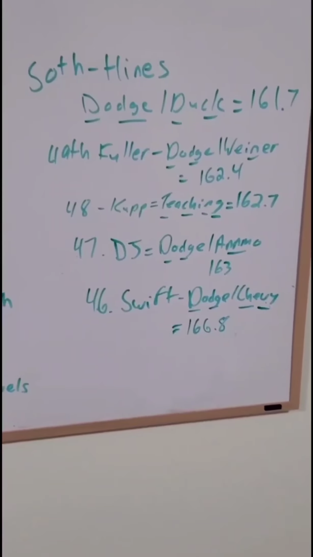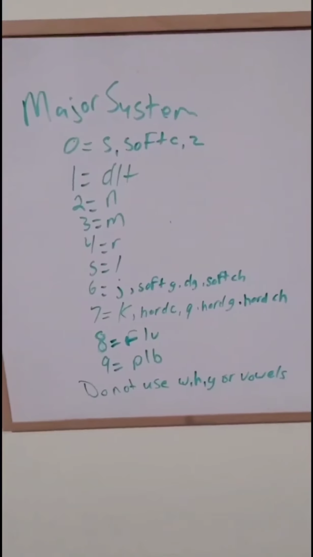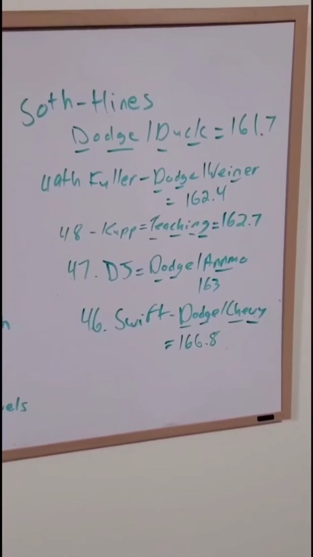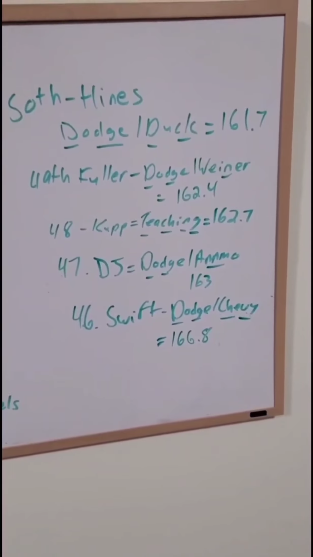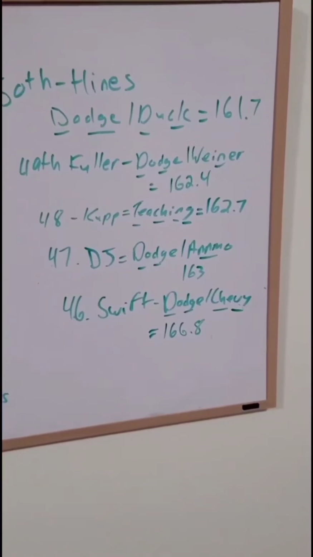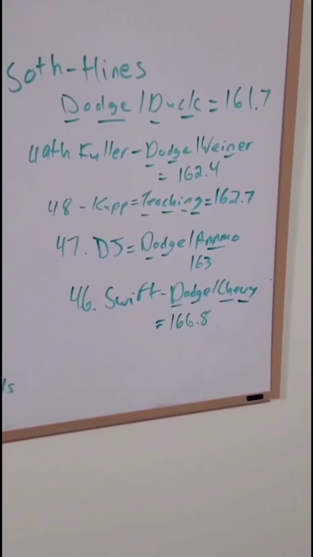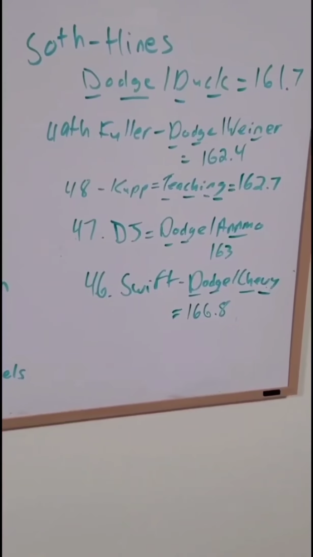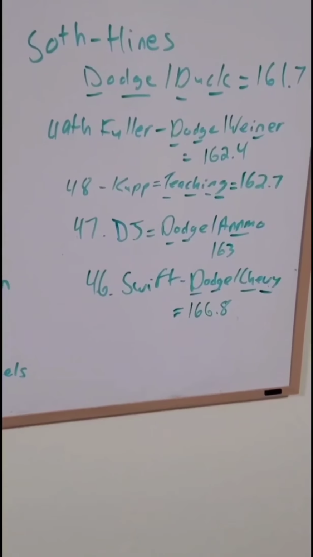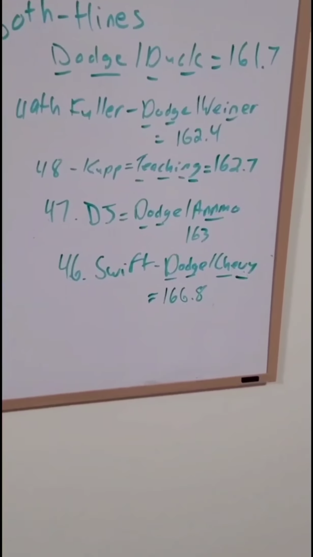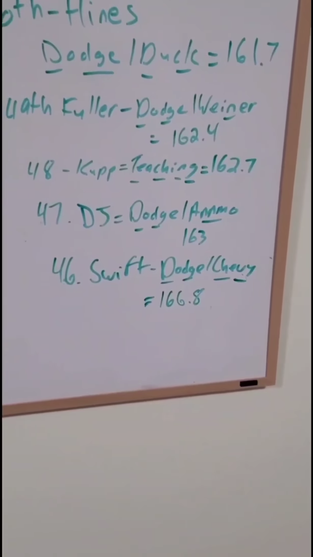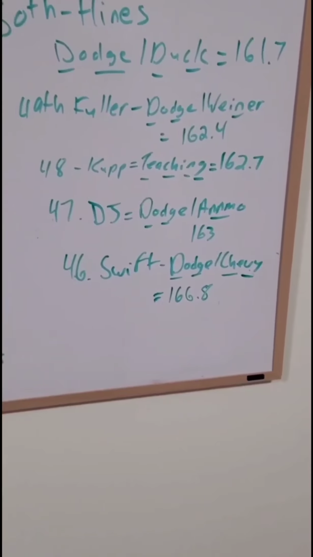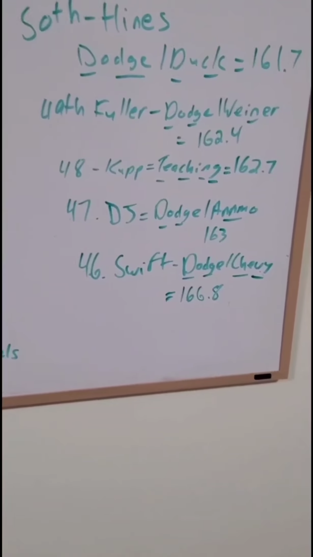Remember what we said earlier: D is 1, and then DG is a 6. So 1, 6, and then he's dodging a duck, so a 1 again, and then that 7. That's a CK, so you don't go 7, 7, it's just 1, 7, one sound. And we have Will Fuller, so I picture him dodging a wiener, so 1, 6 for dodge. Remember, we don't use vowels and we don't use W's. So I look at that N for 2, and then the R is 4. So 162.4 points last year for Will Fuller.